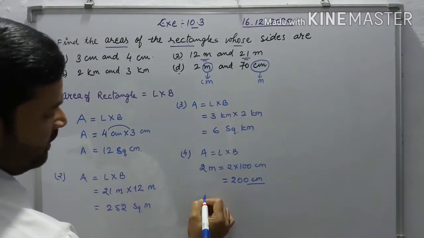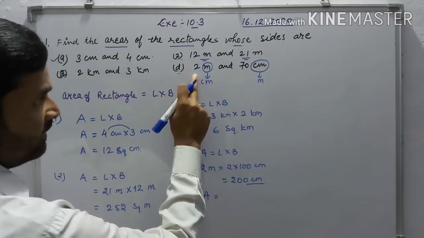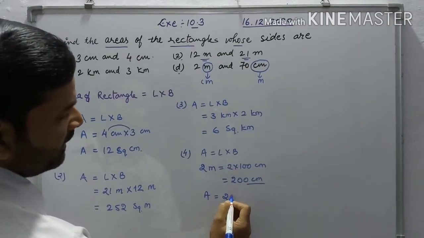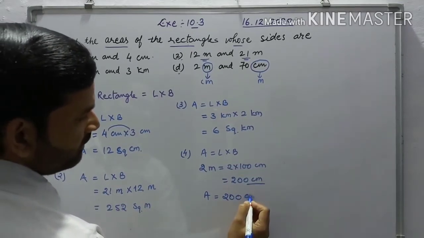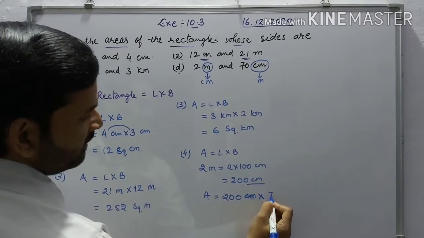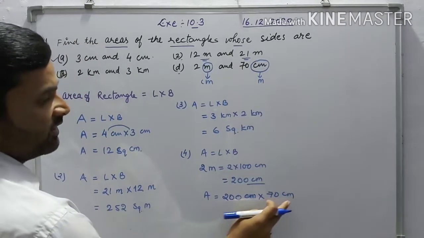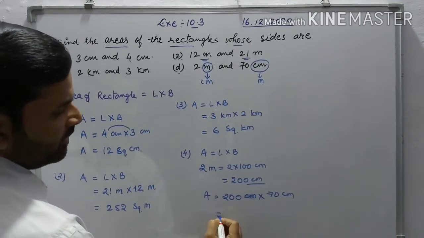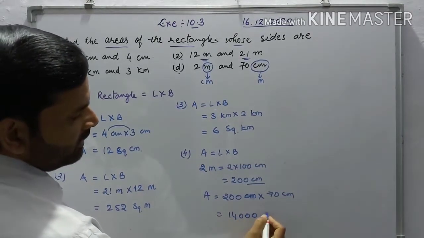Okay, next A is equal to length. Here 2 meter is the length, so we write 200 centimeter into 70 centimeter. Both units are the same, centimeter to centimeter. You multiply 7 into 2, which is 14, and the zeros, that is 14000 square centimeter.